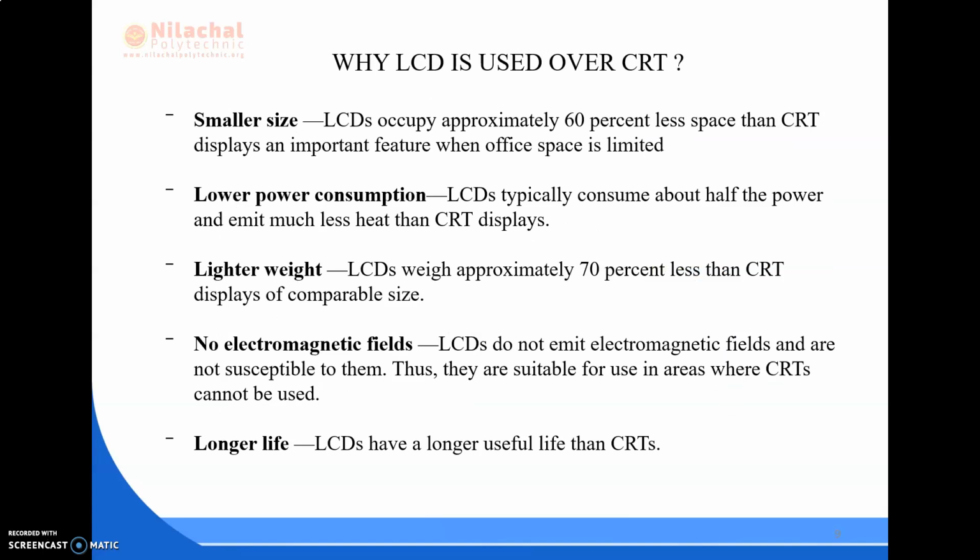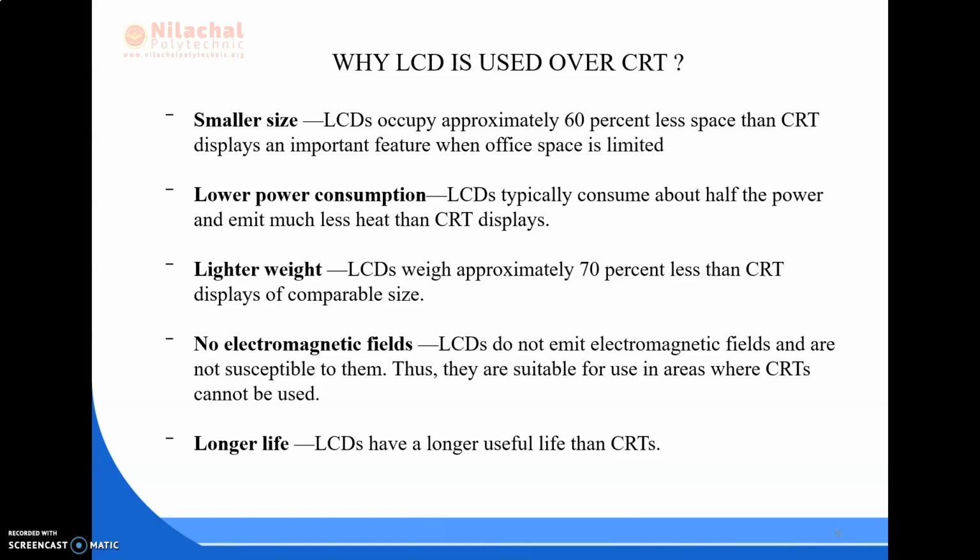So let's first know why LCD is used over CRT. The first point is that LCDs are smaller in size. LCDs occupy approximately 60% less space than CRT displays, which is a very important feature when there is very limited space in the office. The second advantage is lower power consumption. LCDs typically consume about half of the power and emit much less heat than CRT displays.